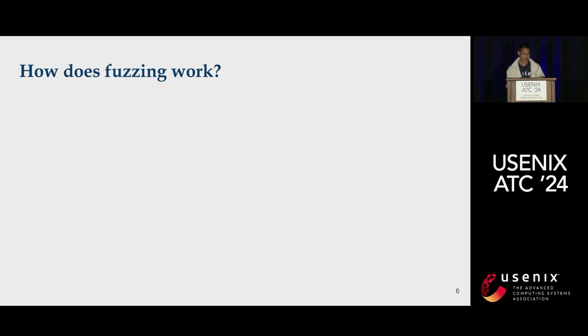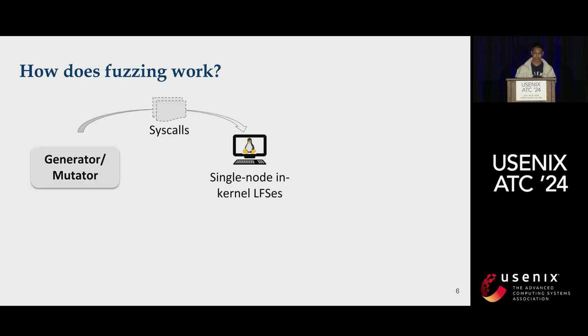However, all these existing file system fuzzers are designed specifically for local file systems. So let's take a look at their workflow to see if we can directly apply local file system fuzzers to distributed file systems. Generally, the single node and in-kernel local file system runs inside a virtual machine or a library OS. And then there's a generator or mutator that produces test cases, which include a set of syscalls. The test cases are passed to the local file system for execution.